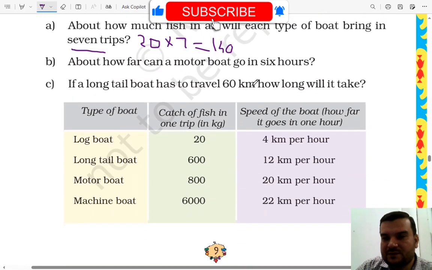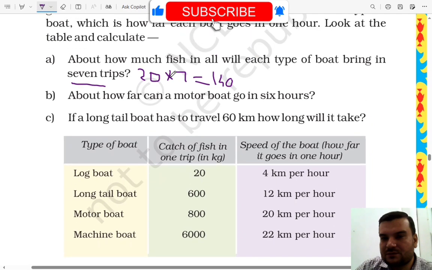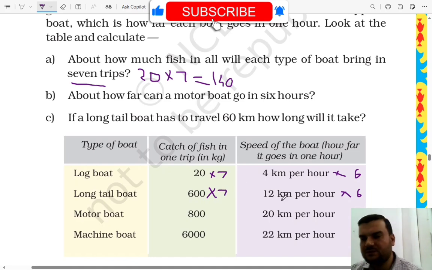So you can say in 6 hours, so you have to multiply. Okay, so here it is, a log boat catches fish in 1 trip. You have to multiply it by 7, and this is the speed of the boat. Okay, so you have to multiply it by 6 hours. So here you multiply by 6: 4 sixes are 24, 12 sixes are, it will be 72 kilometers. And here, in 1 trip the boat is bringing 20 kg, so in 7 trips it will be 140. Okay, so you have to do it like that.